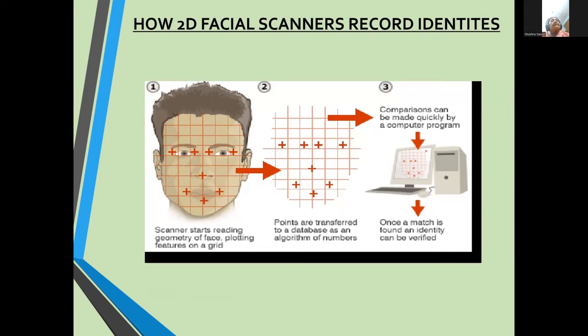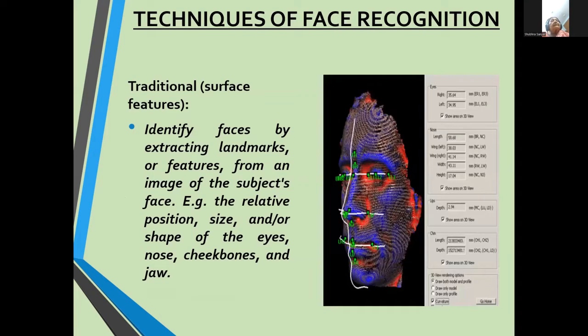Techniques of face recognition. The traditional method involves surface features. It identifies faces by extracting landmarks or features from an image of the subject's face. For example, the relative position, size, and shape of the eyes, nose, cheekbones, and jaw.